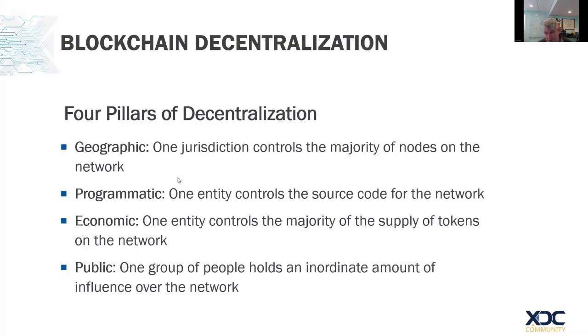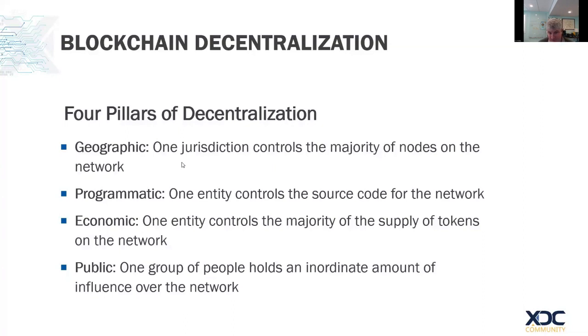So another type of decentralization could be programmatic, right? So programmatic decentralization is, or centralization, when one entity controls the source code for the network. So you may not typically think about decentralization in those terms, but if updates to the consensus mechanism are pushed out and they're completely controlled by one group of people, then they have an inordinate amount of control over the network itself, and they are a single point of failure. We'll talk in more detail on that one in a second.